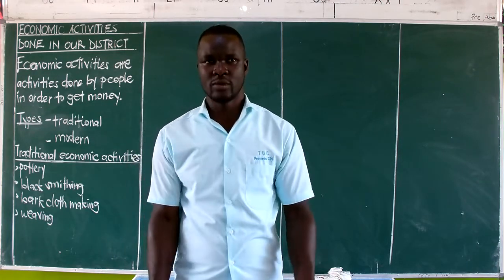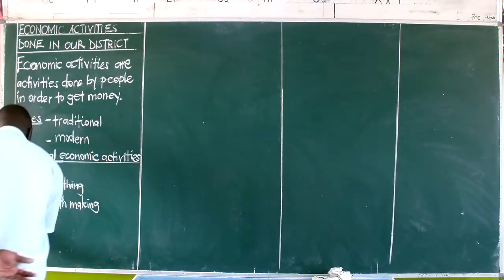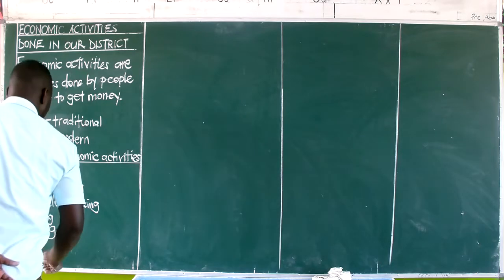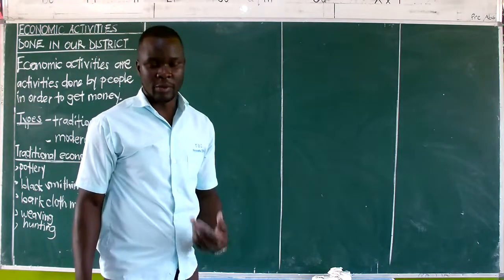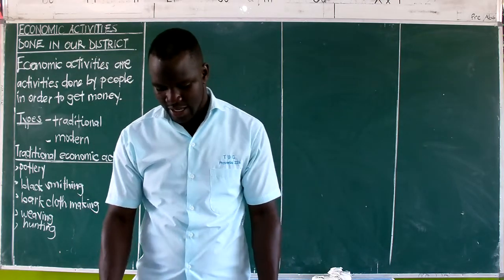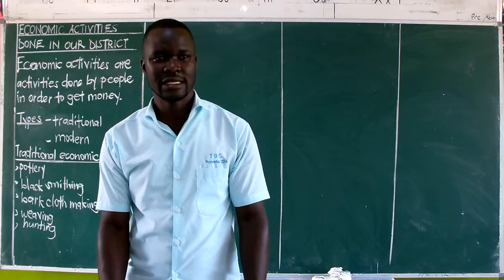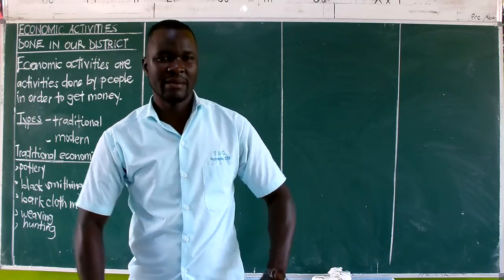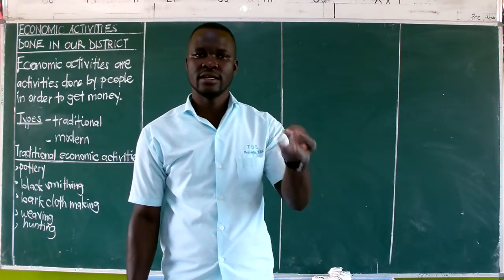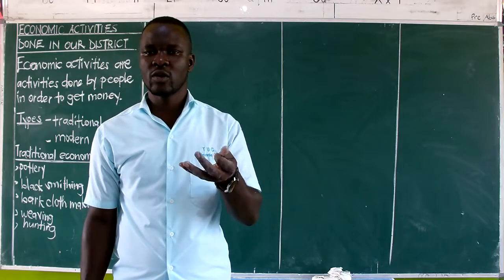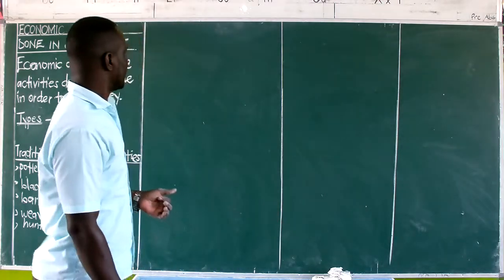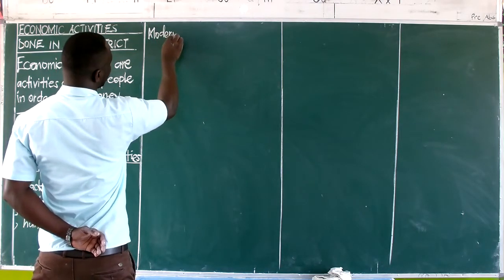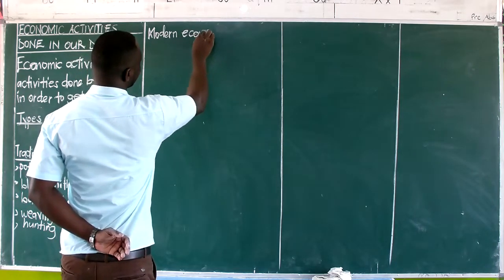And then we have hunting of the animals. It is also a traditional economic activity, hunting. One goes to the bush, he hunts, he kills the animal, he brings it and then sells it in order to get money. That is hunting. Remember, we are looking at economic activities and we are saying these activities are done to get money. We connect them to money. Then we are going to look at the modern ones. So we can call these modern economic activities.